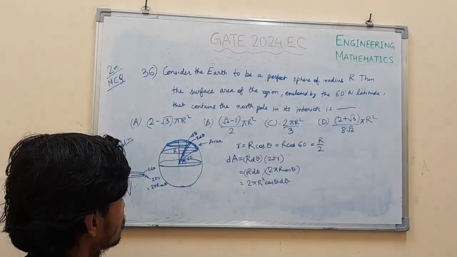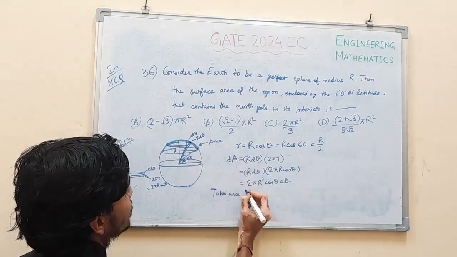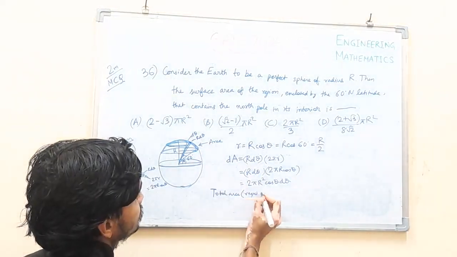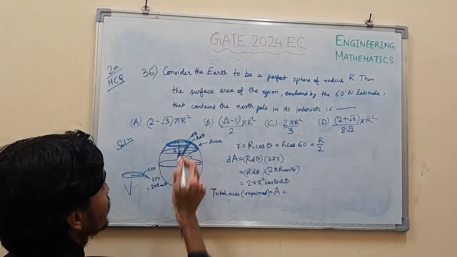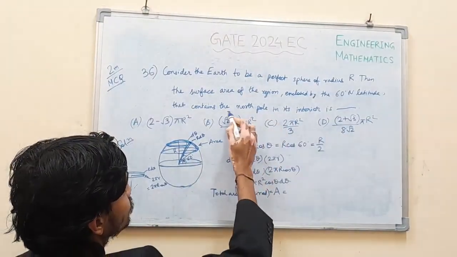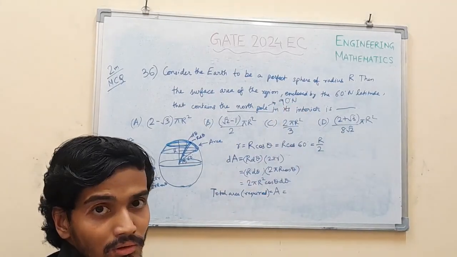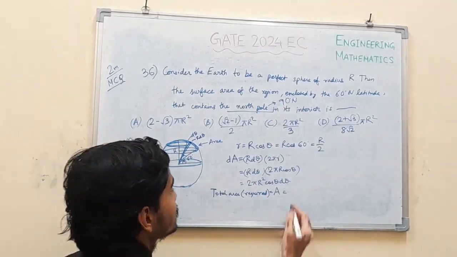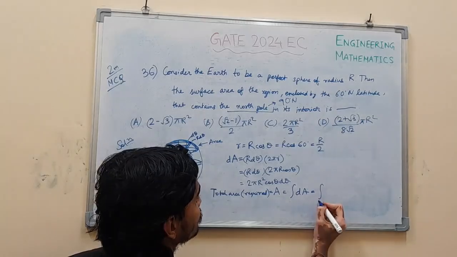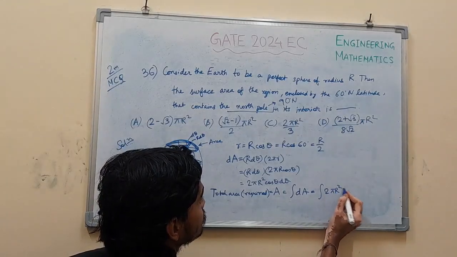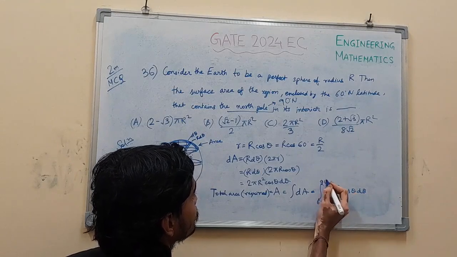Now the total area will be what? Simply integrate it for the required area. What will be the limits in this case? The limits will be 60 to 90 degree, because it contains the north pole, and the north pole is at 90 degree north, as we all know. So basically it will be the integration of 2 pi R square cos theta d theta from 60 degree to 90 degree.